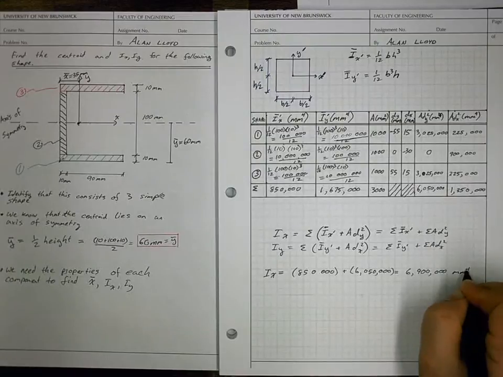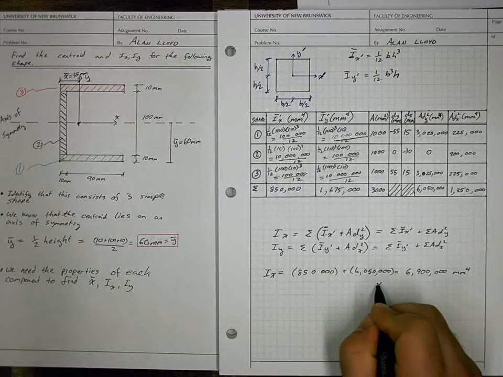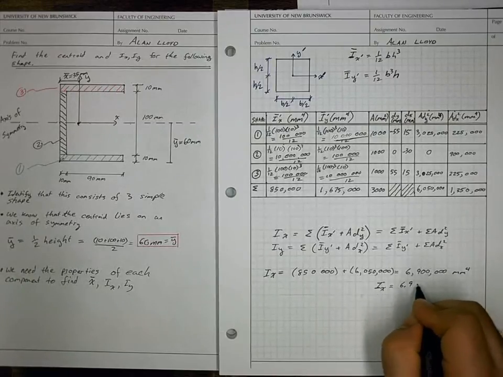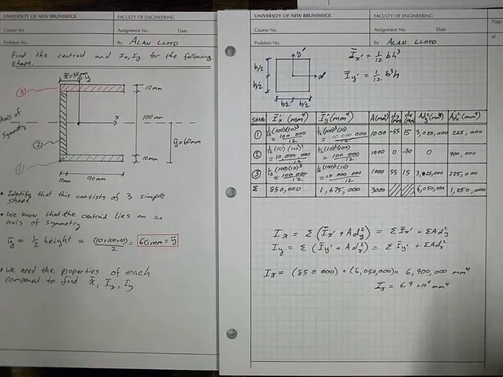Now that's a rather large number, and we see that consistently when working with these moments of inertia that we're often of the order 10 to the 6th or 10 to the 9th power. So this is a prime example of where engineering notation is very useful to us, and we could rewrite this as simply 6.9 times 10 to the 6th millimeters to the fourth. And that's a common way of seeing these moments of inertia listed.